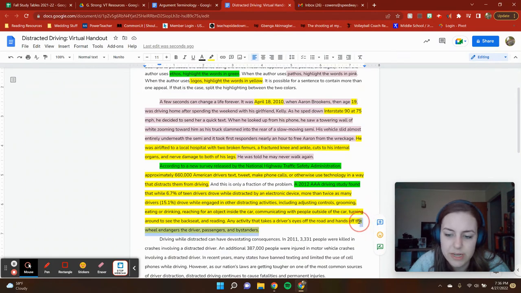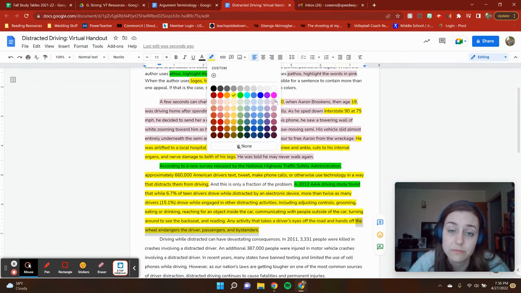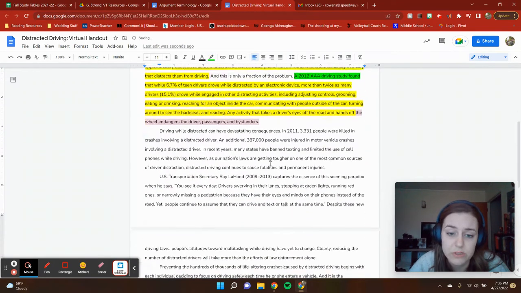So I'm going to take the second half of that sentence and I'm going to highlight that pink. Because yeah, it's a fact, but she's trying to give us a scary fact there. She wants us to feel a little bit afraid.